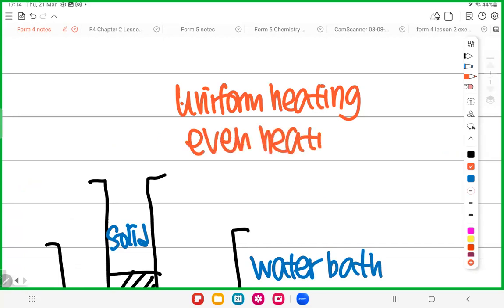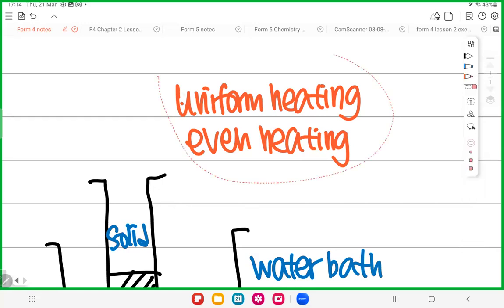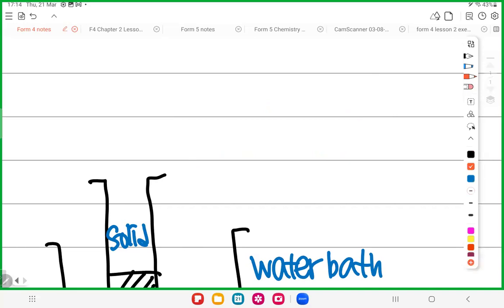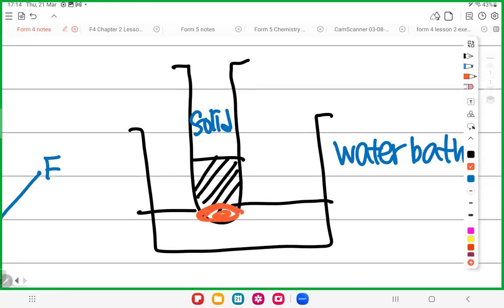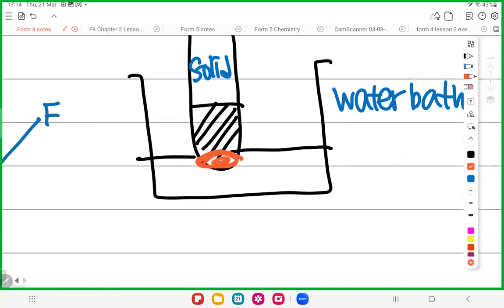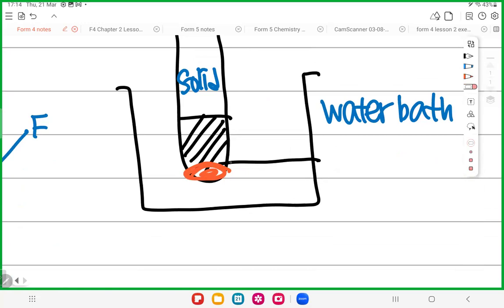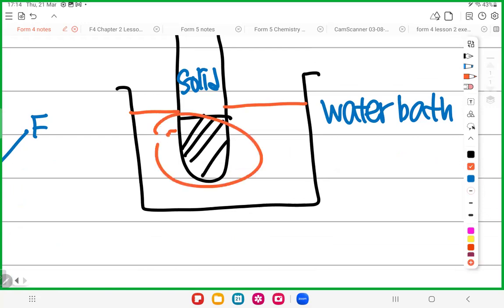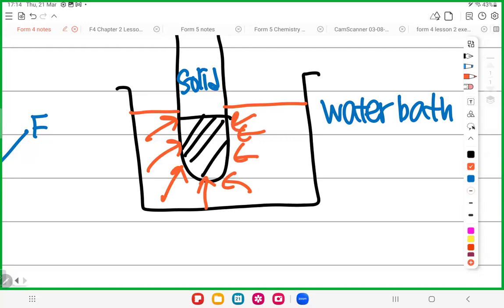Guys, what do we mean by even heating? Every single part, every single portion being heated. That is what we want. So we want uniform heating. Now let's come back to here. That's why the water needs to be here. If the water level is here, the water covers the whole thing. So the heating can happen here, here, here, here, and here. That's it.